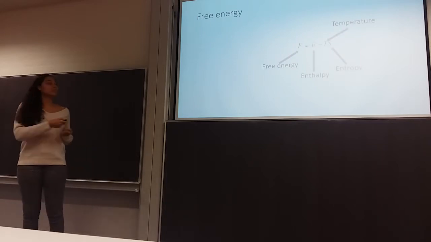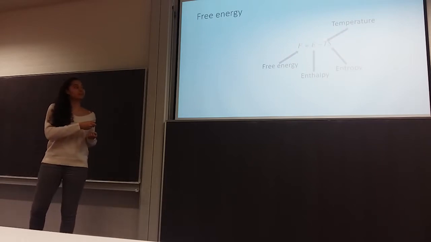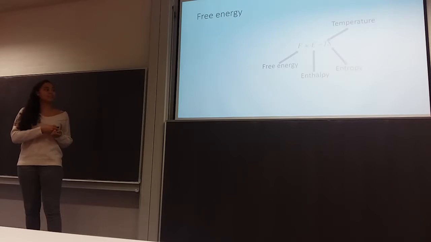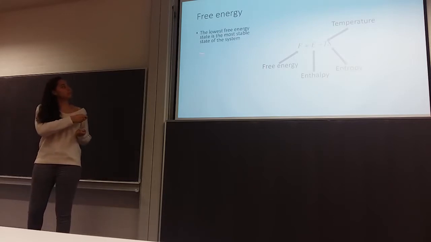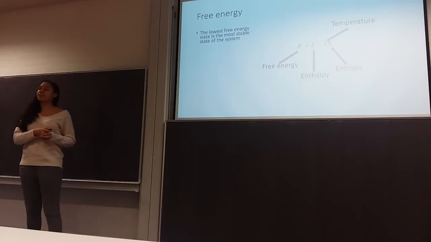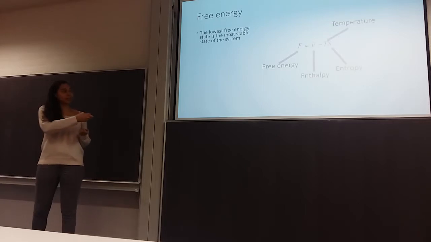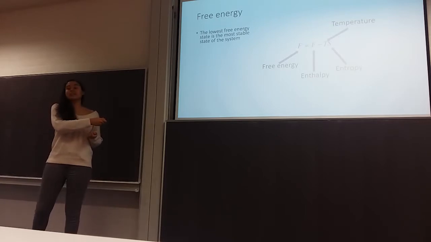So the free energy, come back to our formula, so that's the enthalpy, so the energy of the system, minus the temperature times the entropy. And then we know the lowest free energy state is the most stable state of the system. So that's a trade-off between having a low energy and a high entropy.